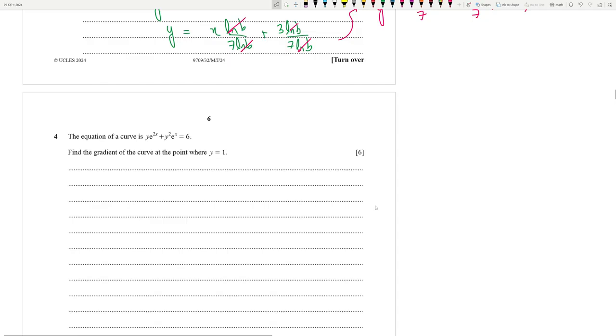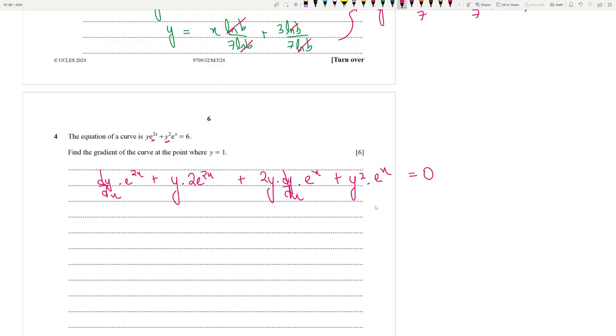The equation of a curve is this: find the gradient of the curve at point y is equal to 1. Okay, implicit differentiation, right? So dy by dx, and I'm keeping this normal, plus now I'm keeping y normal, 2 to the power 2x. I just differentiated this. Next, 2y times dy by dx, I'm differentiating this and keeping this normal, plus keeping y square normal and differentiating that, which is just e to the power x, is equal to 0.